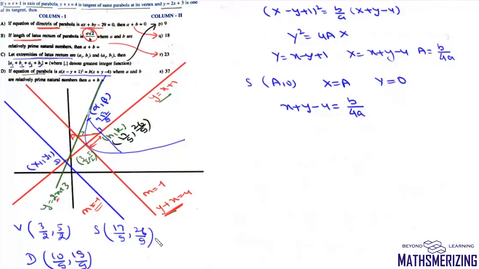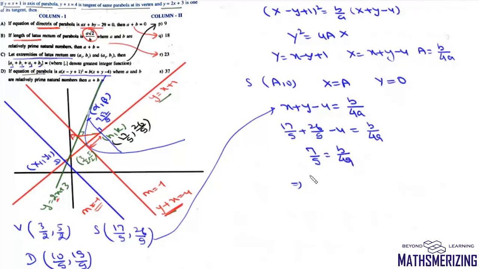Now we already have the focus of this parabola. So the focus is at 17 by 9 and 26 by 9. So it will be 17 by 9 plus 26 by 9 minus 4, and this is b upon 4a. So it will be 43 by 9 minus 36 by 9, 7 by 9, equals b upon 4a. So we can write b upon a as 28 by 9. Now in this case, what is the value of a plus b? In this case, the value of a plus b will be 28 plus 9, which is 37. So that means D is mapped to S. So this is how we solve such questions.